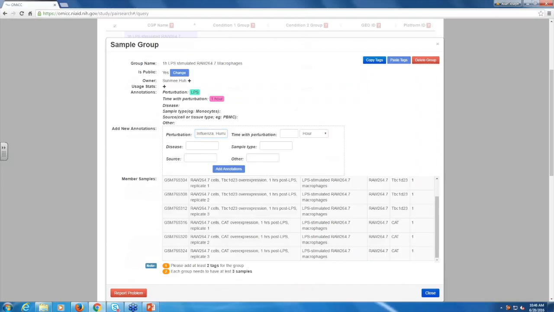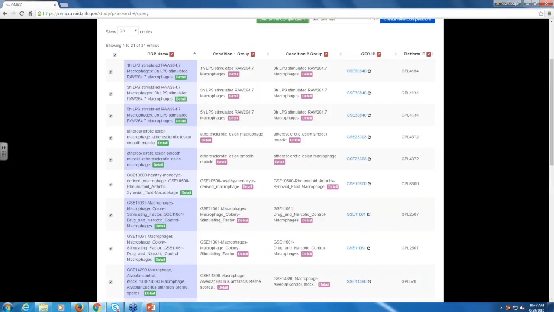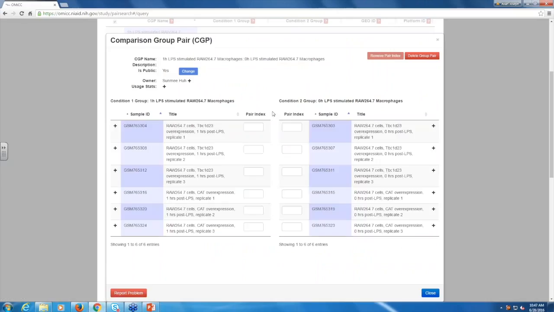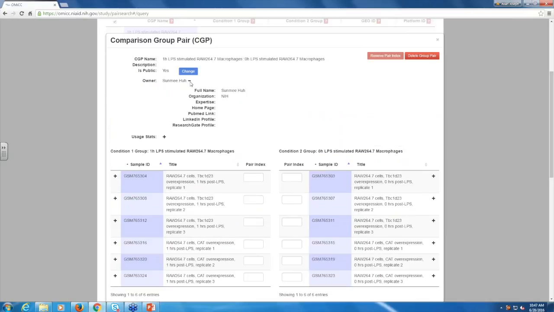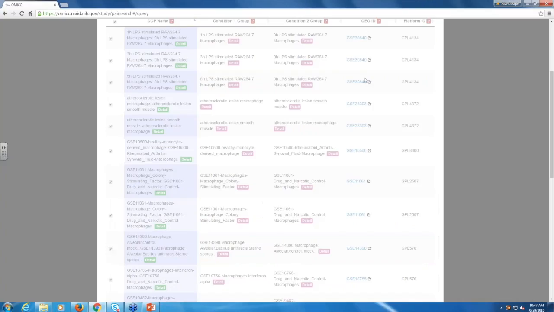And so here, for example, on the top row, we have two groups, right? LPS at 0 hours and LPS 1 hour. And then the CGP is basically comparing these two, what genes are changing from 1 hour compared to the 0th hour, for example. And you can look at who created it. In this case, this is actually someone that I don't even know. And then you can also look at the usage status. For example, it's used in 5 different compendia, basically, in this case. So that's the basic idea behind a CGP.